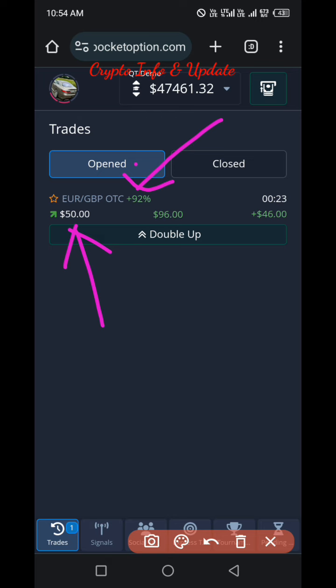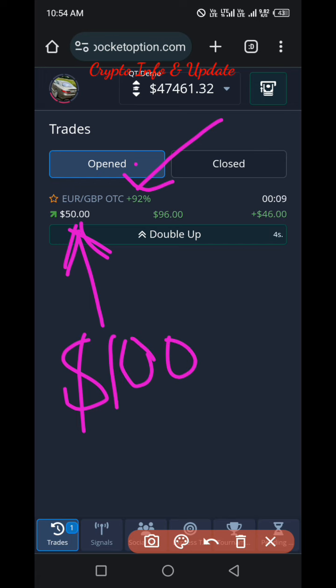Now, if I should click on that rollover button, the initial capital will be doubled. It will now become $100. Then my potential profit, which is 92%, will also be doubled. It will become 92 times 2.